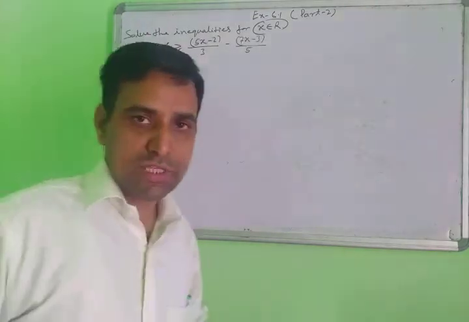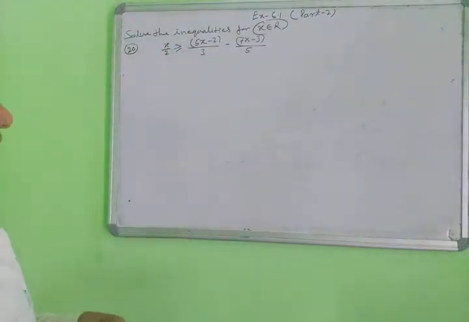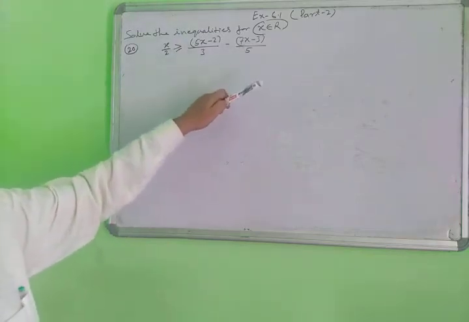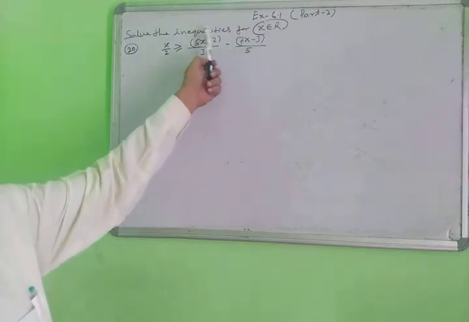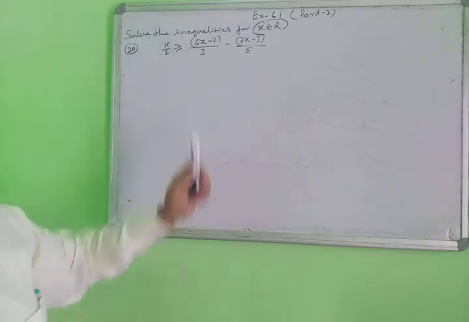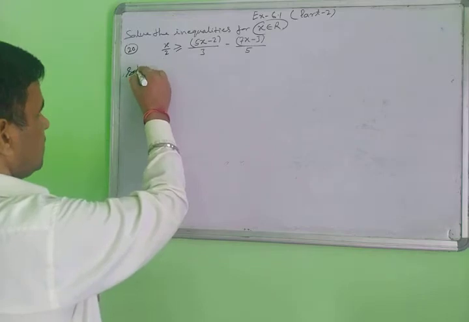Yes, then next question I am taking question number 20 here. Solve the following for x belongs to R. How to solve this question? Suppose this type of question comes in the exam, then how to solve it? First you will solve the RHS part, then you will cross multiply, then you find the value of x.